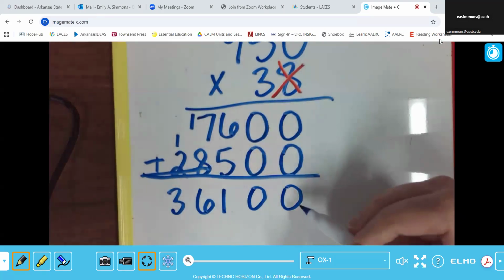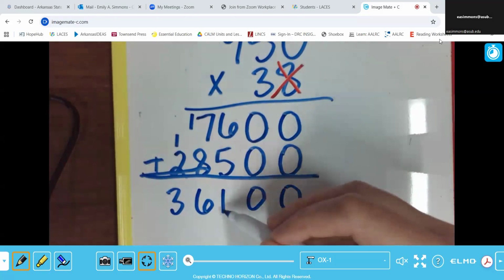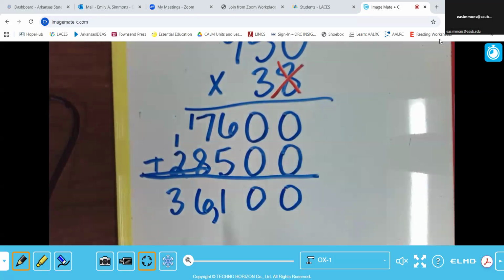We've got some stuff in the thousandths place. I'm going to go 1, 2, 3 digits and put the comma between my third and fourth digit to get 36,100.